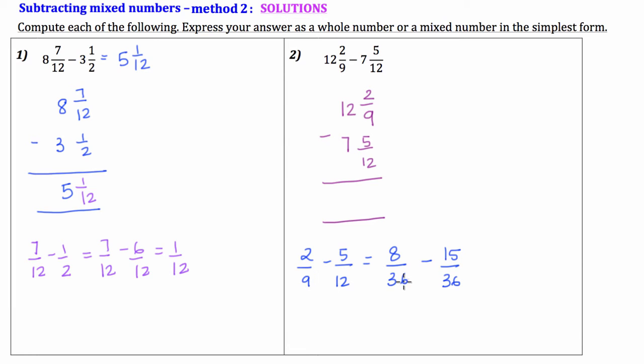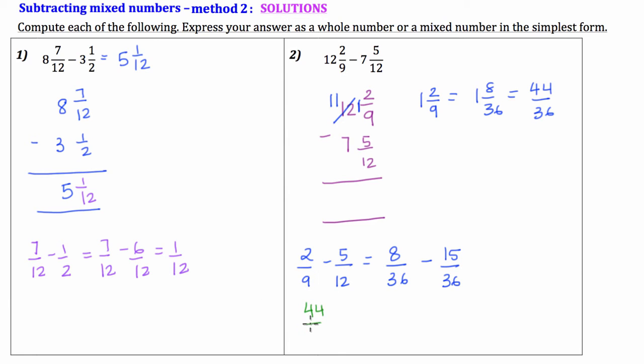But 8/36 is smaller than 15/36, so I'm going to borrow a whole from here, and I will have 11 wholes left here, and this becomes 1 and 2/9. So 1 and 2/9 is the same as 1 and 8/36. And when I convert it into an improper fraction, 1 times 36 is 36 plus 8 is 44. So this is 44/36. And then I will subtract the two fractions.